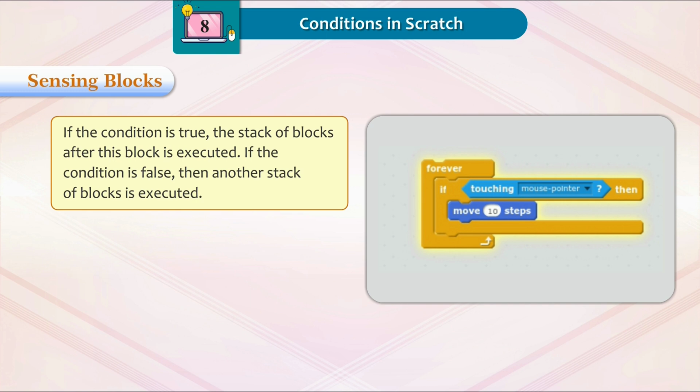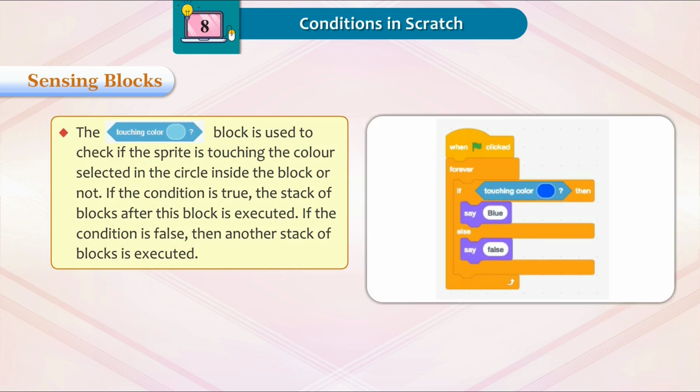If the condition is true, the stack of blocks after this block is executed. If the condition is false, then another stack of blocks is executed. The touching color block is used to check if the sprite is touching the color selected in the circle inside the block or not. If the condition is true, the stack of blocks after this block is executed. If the condition is false, then another stack of blocks is executed.